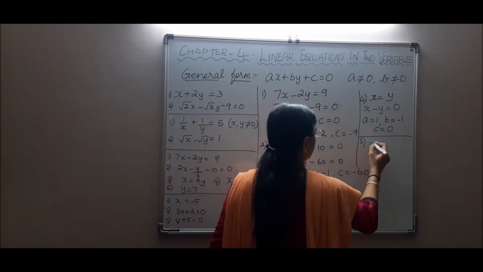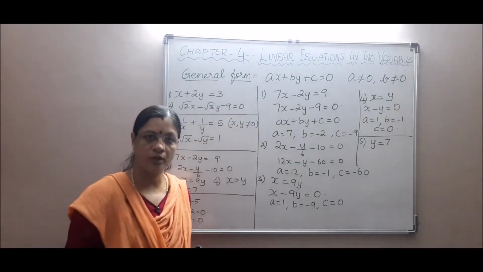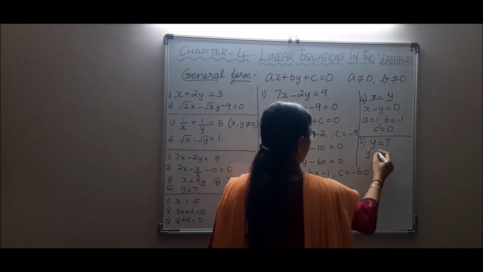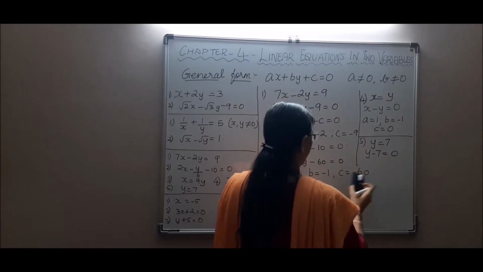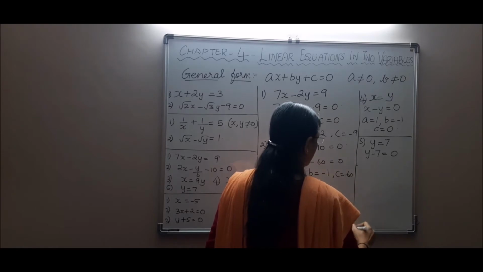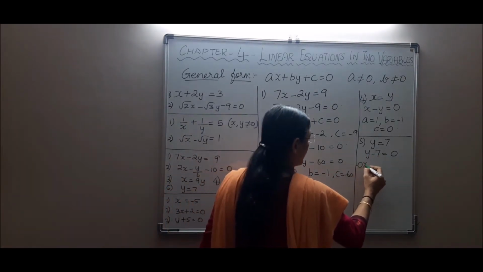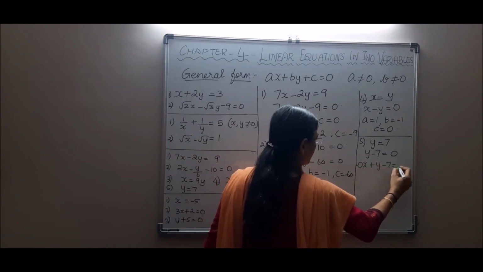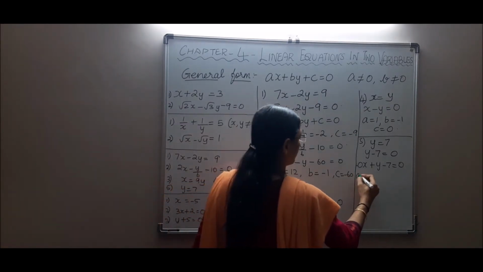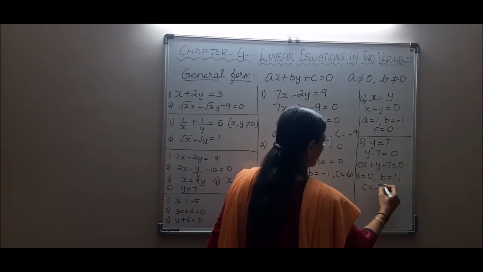Now observe carefully, y is equal to 7 is the given equation. We don't have x here. So bring the 7 to this side, is equal to 0. If I need to bring it to the standard form, what I need to do is put 0x plus y minus 7 is equal to 0. Since the x term is not here, I've made it 0x.